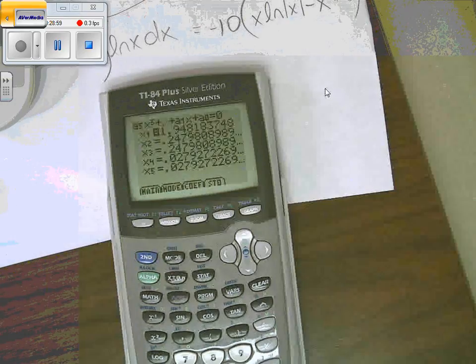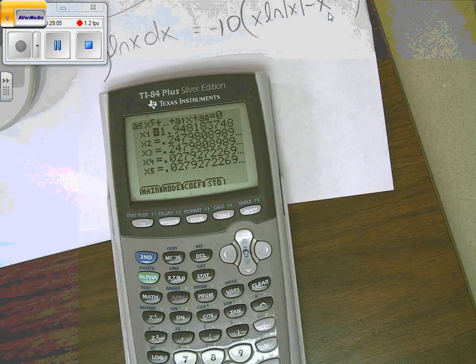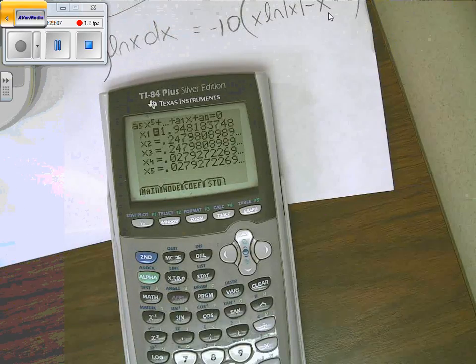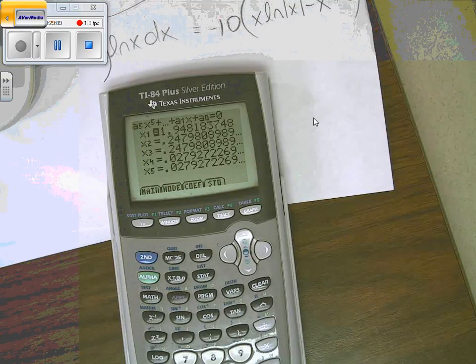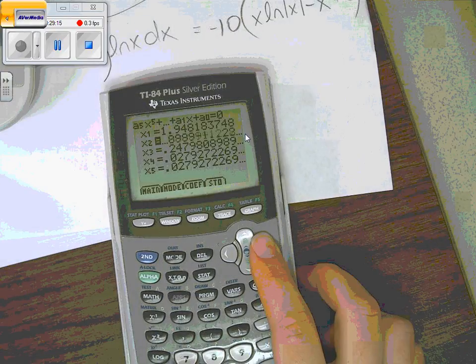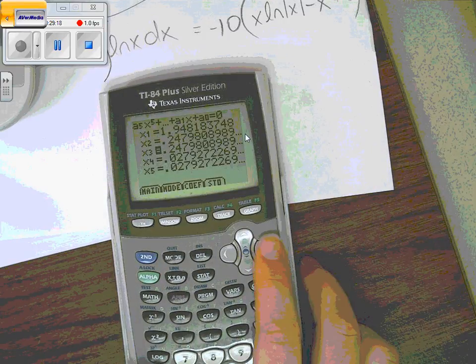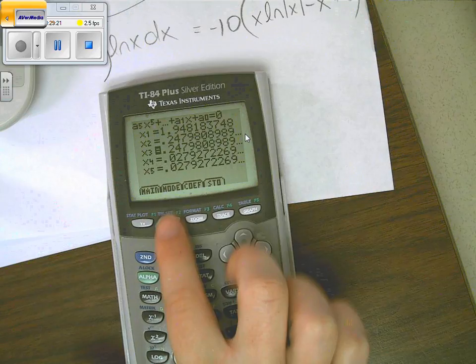STO is store. You can store those values if you wanted to. Uh-oh. Good question. I need to pay attention to that. I've got too many decimal places showing. Oh, some of those are imaginary. Time out. I'm glad you caught that.